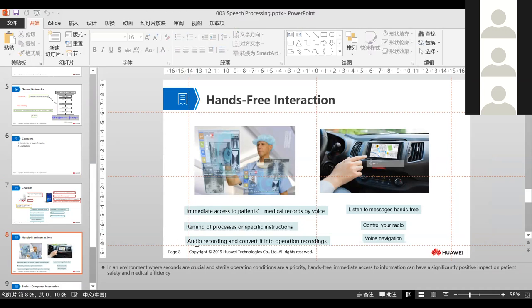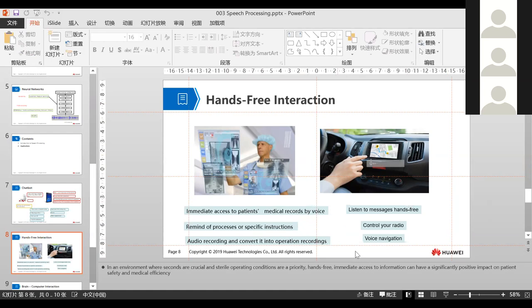And also we can use audio recording to convert the process of the surgery into operation recordings. And next time we can check these operation recordings, and these are hands-free interactions.